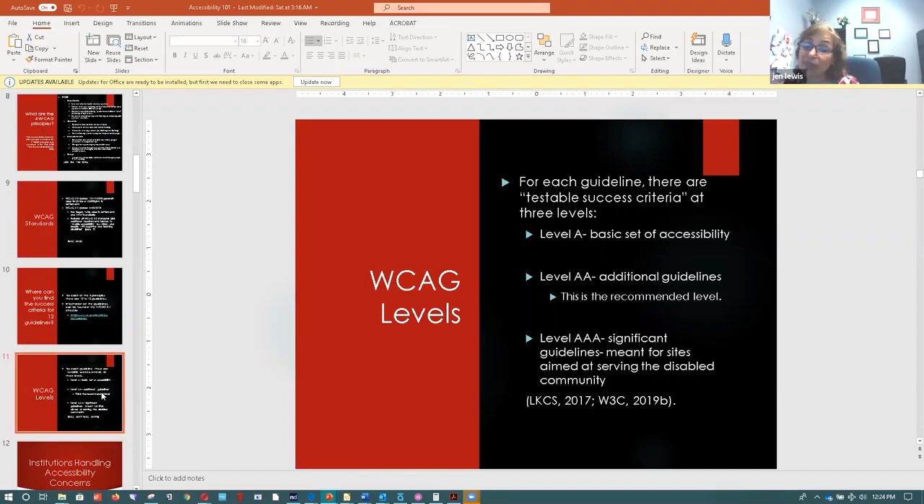Level AA provides basic accessibility plus some additional guidelines. That is the recommended level based on the OCR settlements. They've always asked for a level AA. And I'm just going to be honest with you, in the soon to near future, I expect they will go to 2.1 AA, but I haven't seen a settlement with that in there. But it'll be like overnight.